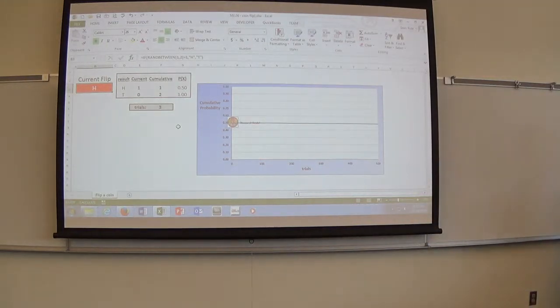Now, I have flipped it 3 times, and now I've flipped it 4 times, and look what's happening as I keep track of the heads and tails. What is happening to those probabilities, friends? It's getting closer to 50%.